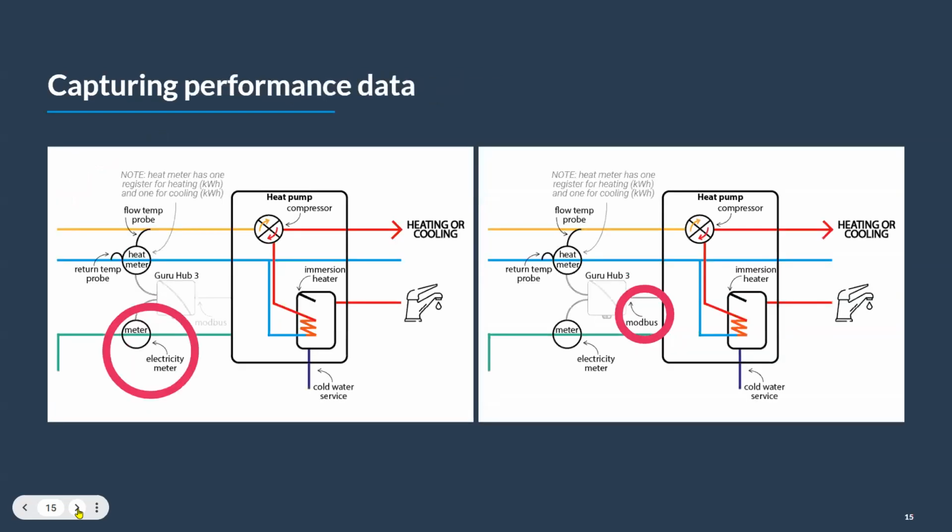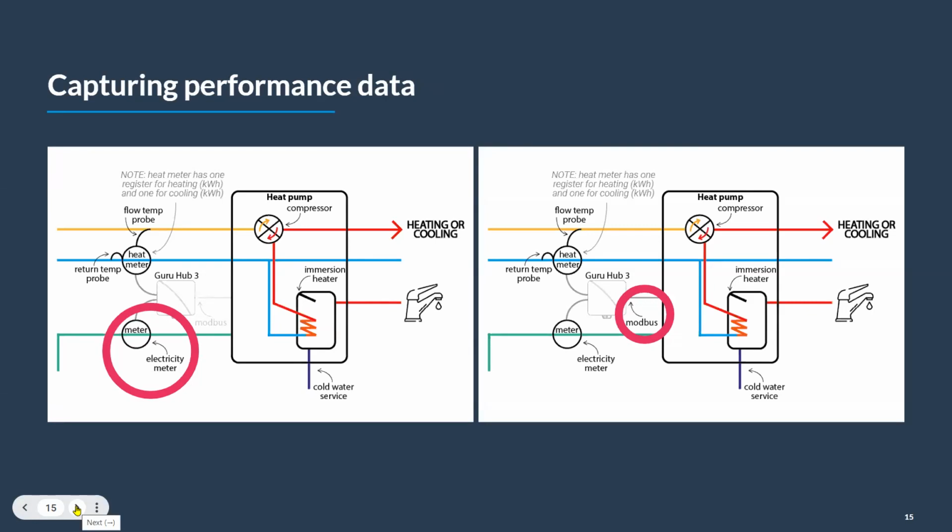Okay, thank you very much. So capturing kilowatt hour data for the heat network metering and billing regs was level 1. This diagram shows levels 2 and 3. The diagram on the left is the advanced performance monitoring. Here we've also included an electricity meter, dedicated to the heat pump. Capturing data from both the heat meter and the electricity meter means that you can calculate the coefficient of performance for that heat pump.